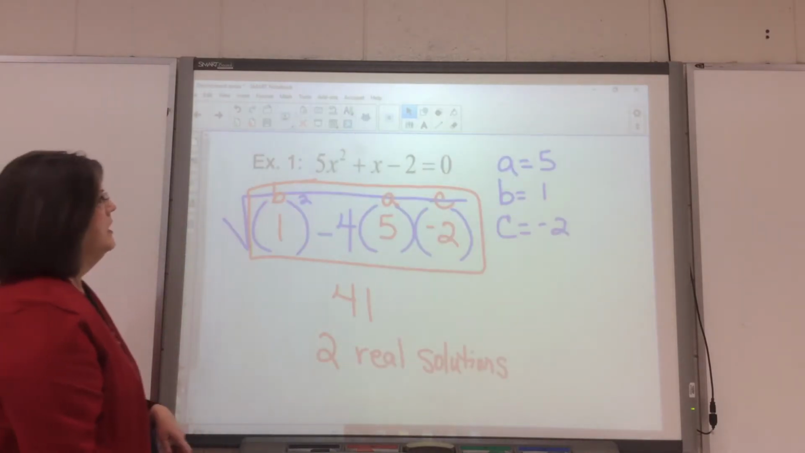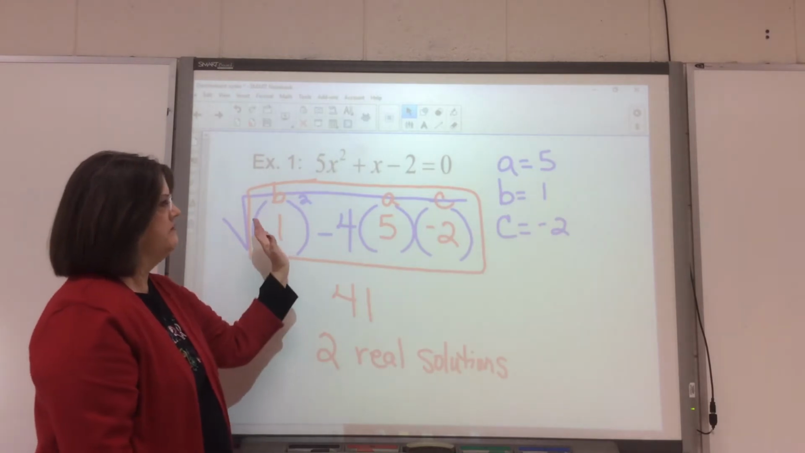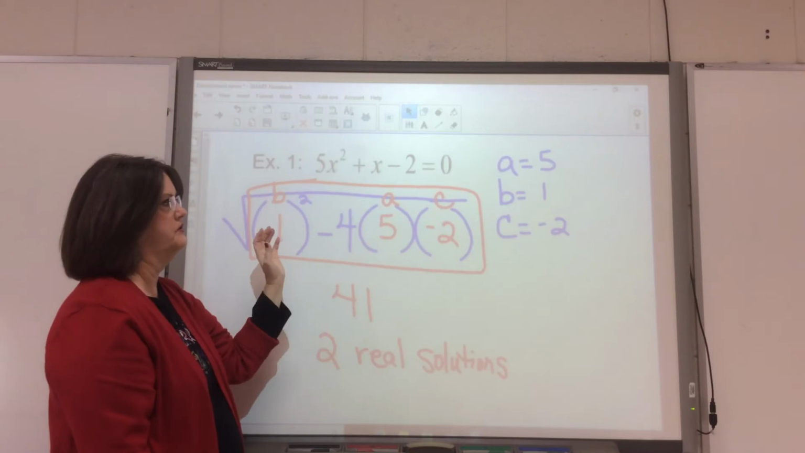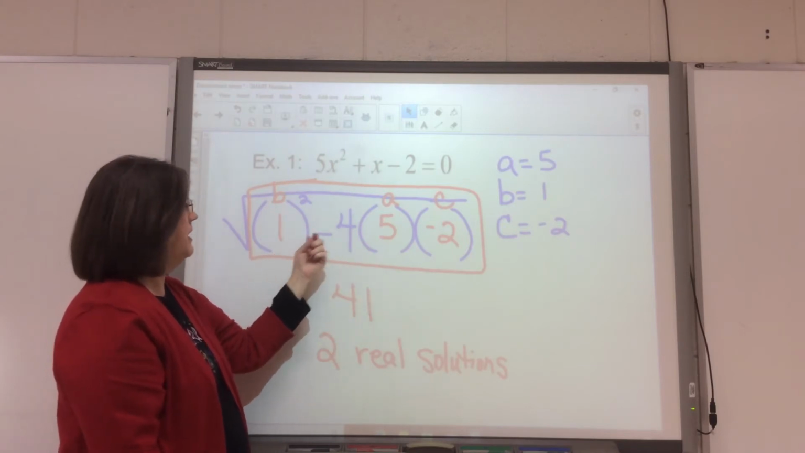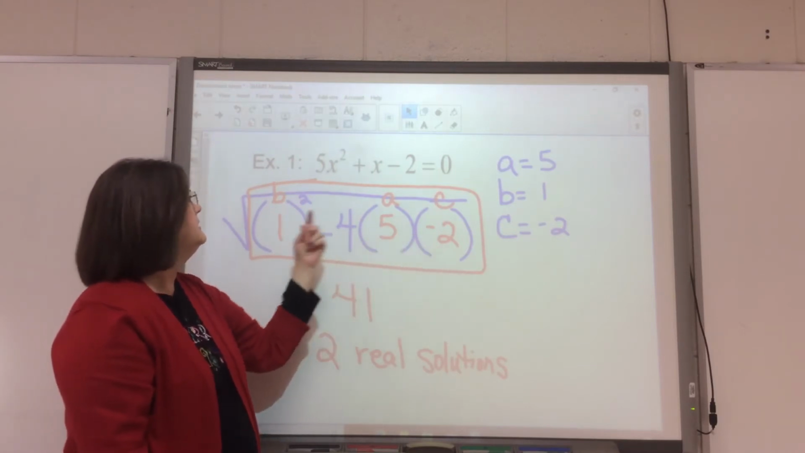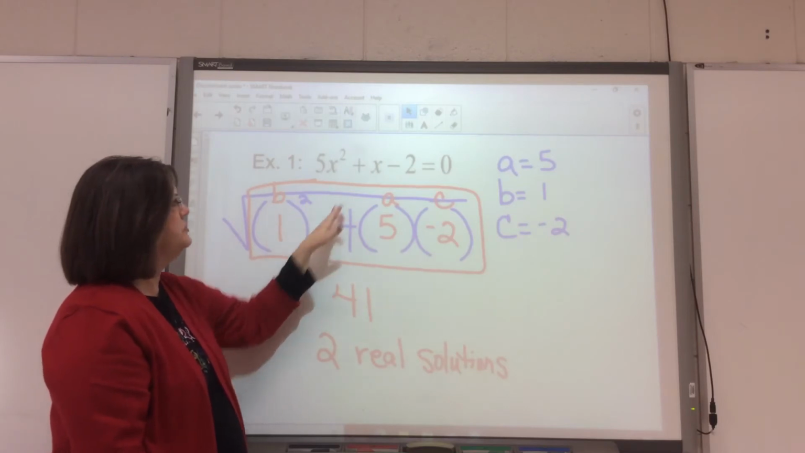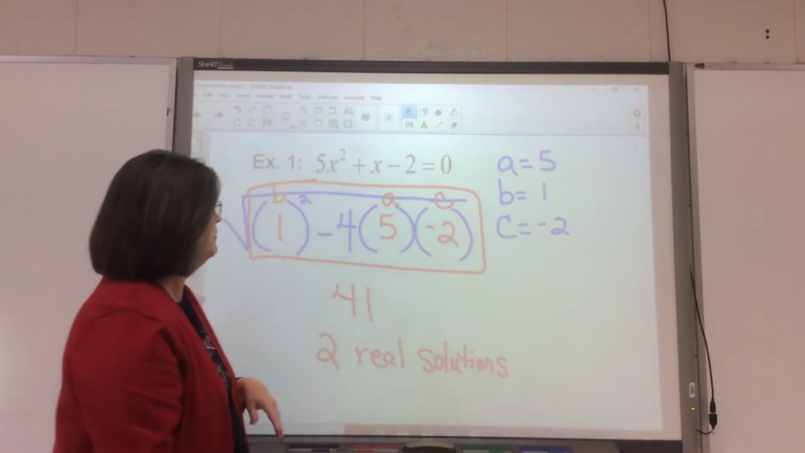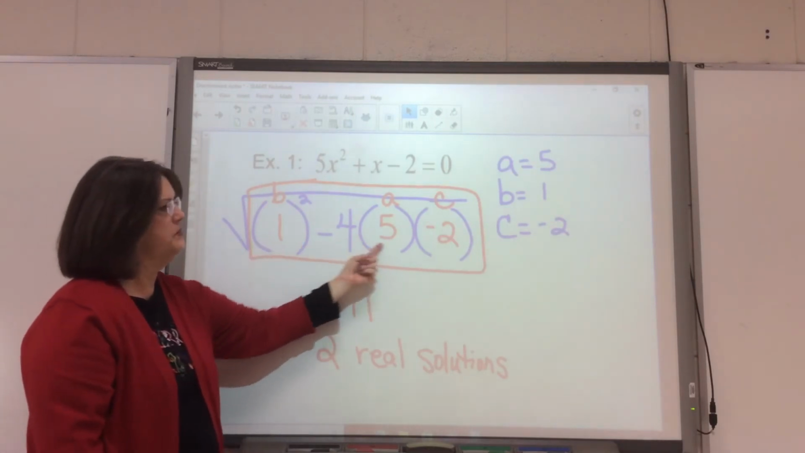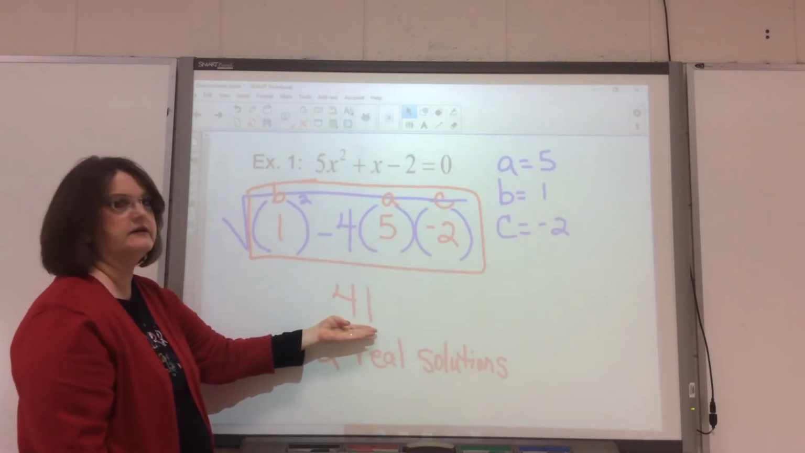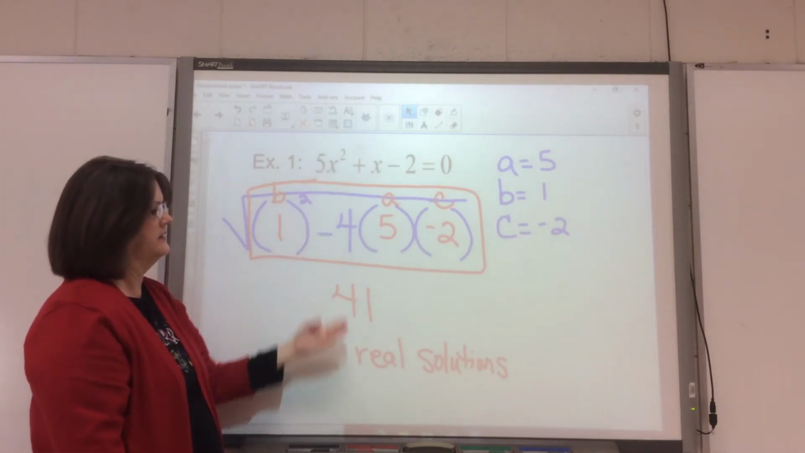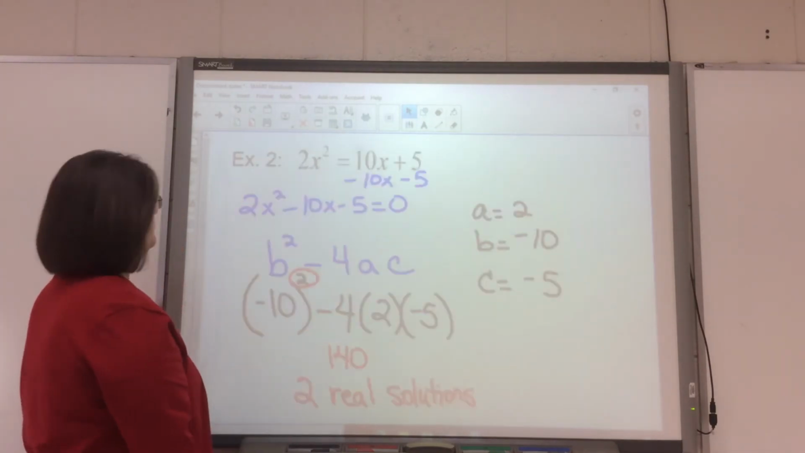Okay, so when we go through the quadratic formula, the only part we need to do to discover the discriminant is the b squared minus 4ac. So we plug in the b, which is 1, the a, which is 5, and the c, which is negative 2, and we evaluate that number. Once we put that up underneath there, we have a positive number, 41. So we know that this one has two real solutions.